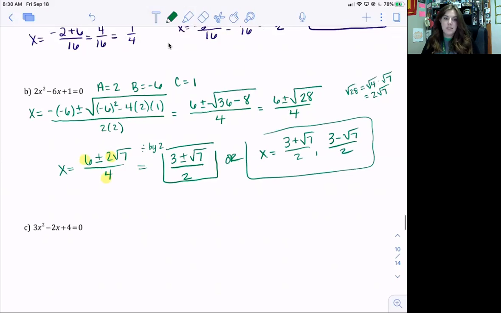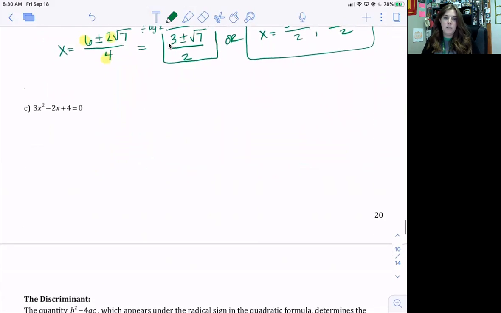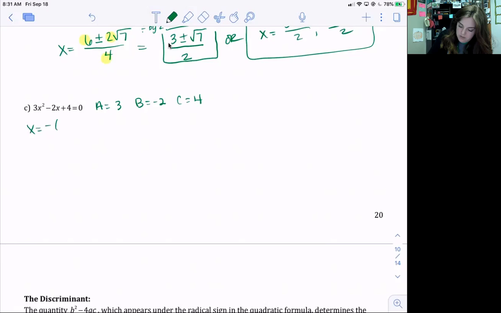All right, and looking at C, we have 3x squared minus 2x plus 4. So A equals 3, B equals -2, and C equals 4. So we have x equals -2 plus or minus the square root of -2 squared minus 4 times 3 times 4, all over 2 times 3.